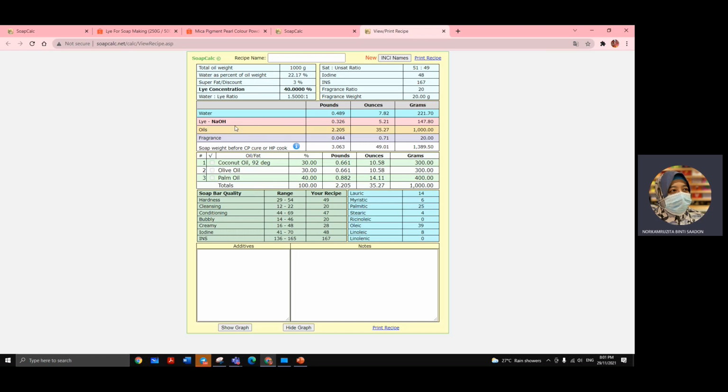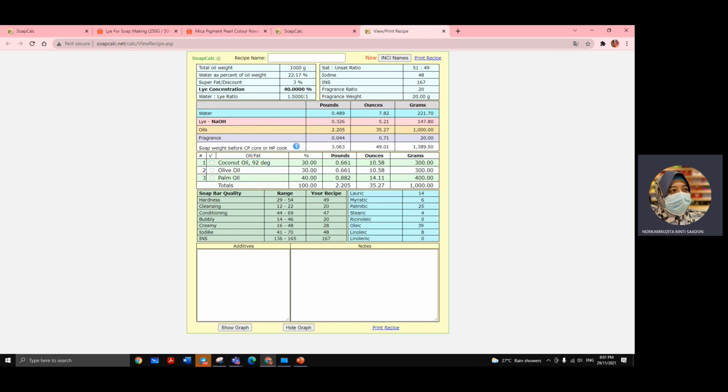So if you don't know how much sodium hydroxide you want to use in order to produce 1,000 grams or 1 kilogram of soap, you just use this calculator and this calculator will calculate for you. So you need to prepare this amount of water and sodium hydroxide.